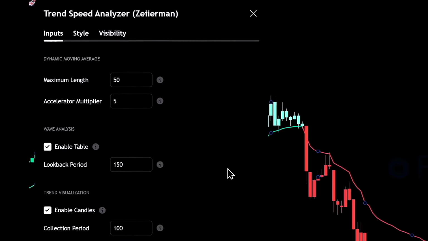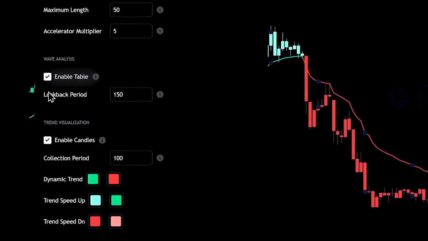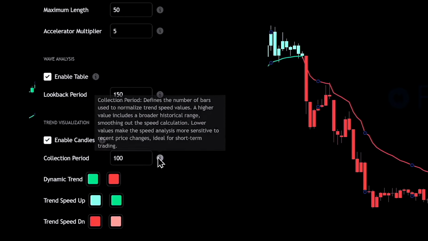The collection period normalizes speed values for accuracy across markets. You can toggle the info table and candle coloring too. These are starting points. Play around to match your style and market.